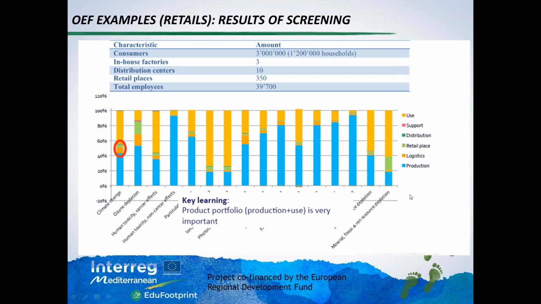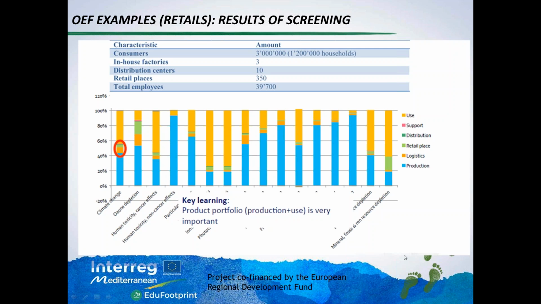These are all the indicators, and these are the phases: production, logistics, retail, distribution, support, use. You can see that if I am interested in climate change, I just have to consider that all the phases are included inside this range of values, 40 to 60% of our values.